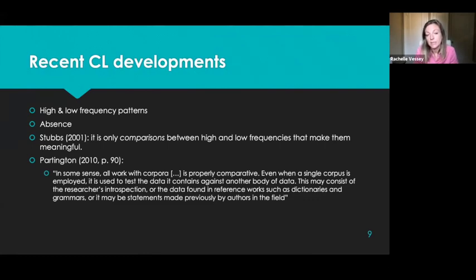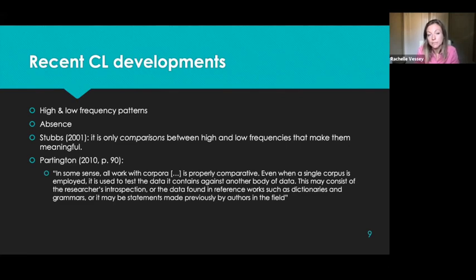And Partington, for example, has argued that all corpus work is properly comparative. Even when there's just one corpus being investigated, it's being used to test the data it contains against another body of data, which may be introspection, or it may be the data found in a reference work, such as a dictionary, or it may be statements made previously by authors in the field. So the argument that comparison is really at the heart of corpus linguistics is something, again, that I think is often overlooked.